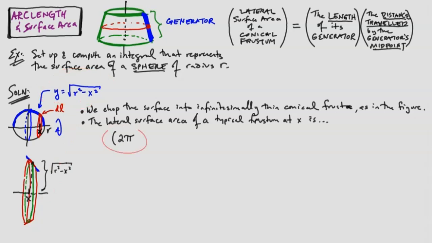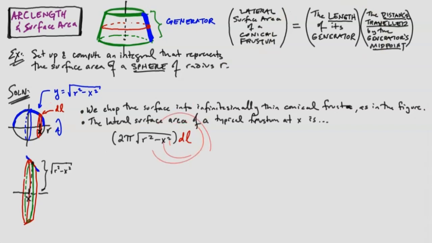So coming back to this, the distance traveled by the generator's midpoint, well, it's traveling on a circle, so its distance occurs on the circumference of a circle. So 2 pi times the radius of that circle, which we're looking at here, is going to be square root of r squared minus x squared. Good. That's this piece. But to get the surface area of this frustum, I have to multiply this distance traveled by the generator's midpoint by the length of the generator, which of course is dl.